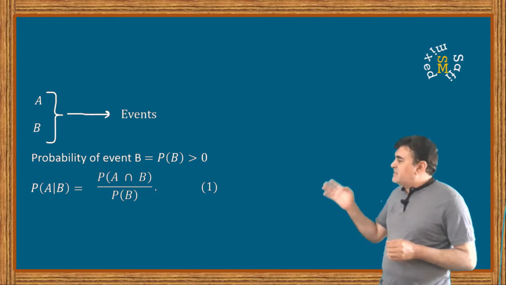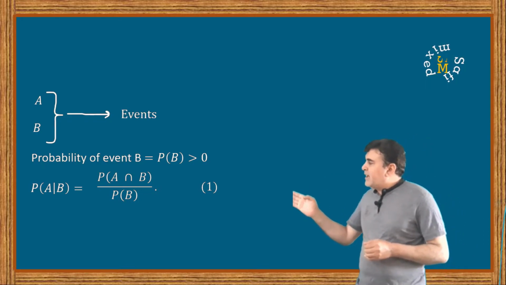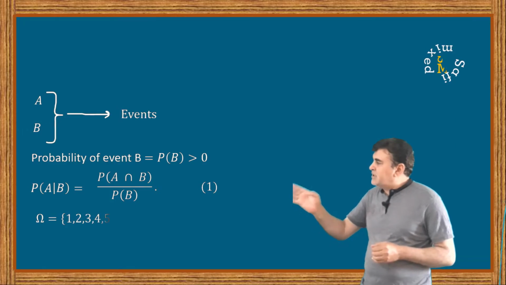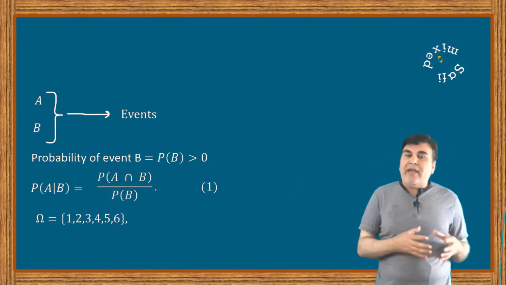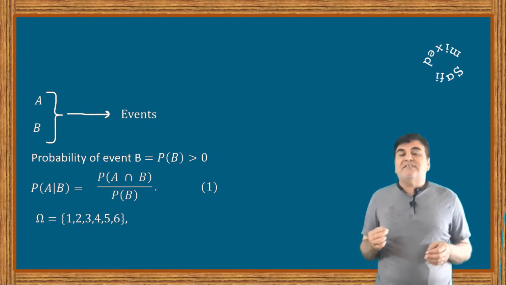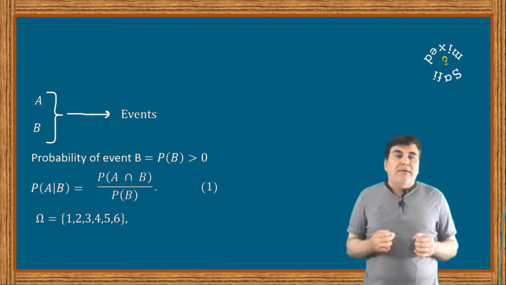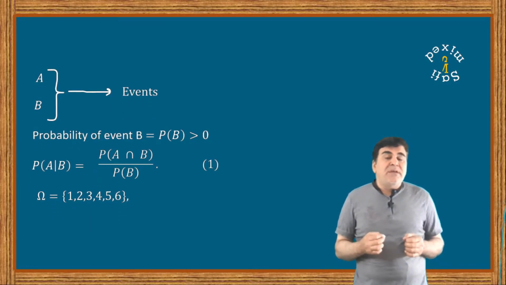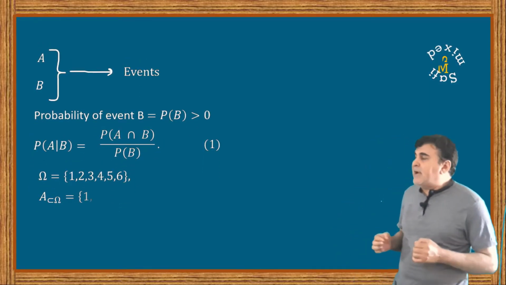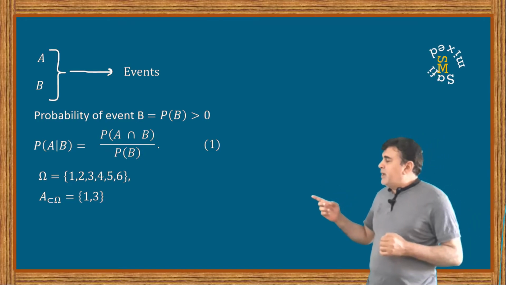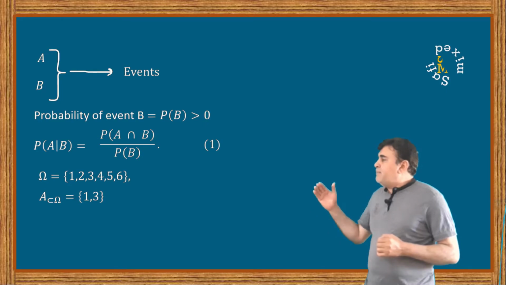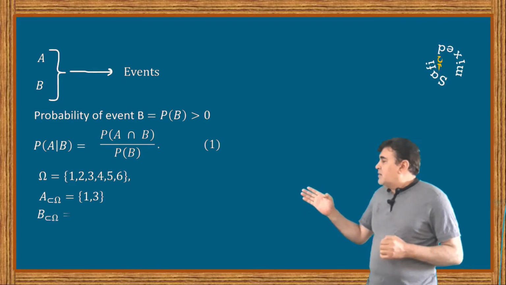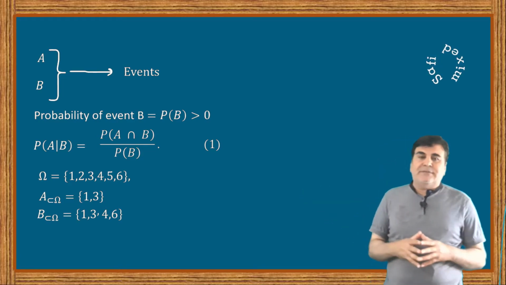which consists of the set of first 6 numbers. Omega equals the set of 1, 2, 3, 4, 5 and 6. Now for the dice being fair, every outcome of this space is equally probable. Let events A and B represent the subspaces given by A, a subspace of omega, consists of the set 1 and 3, and B, a subspace of omega, consists of the set 1, 3, 4 and 6.